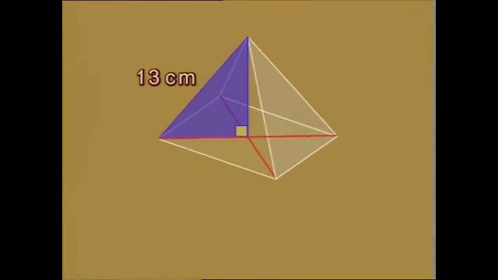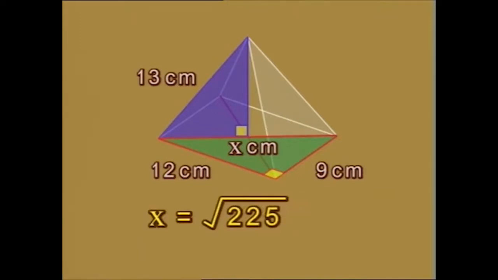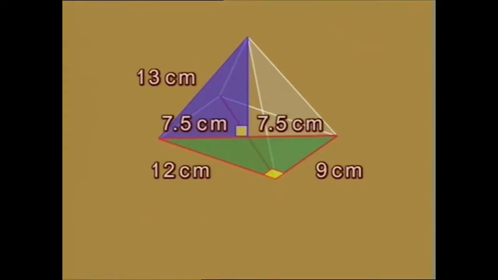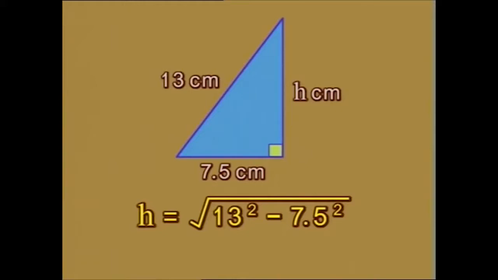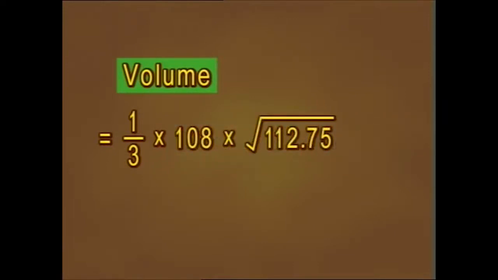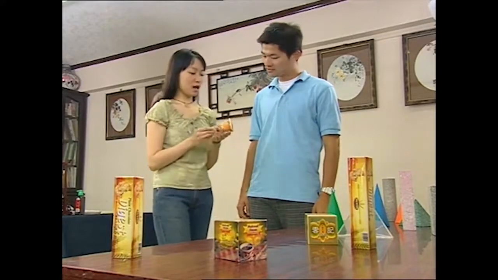The length of the base equals half the length of the diagonal of this rectangle. The diagonal is the hypotenuse of this right-angled triangle. By using Pythagoras' theorem, we find that the length of this diagonal is 15 centimeters. Therefore, the length of this base is 7.5 centimeters. Let's return to this right-angled triangle. By using Pythagoras' theorem again, we find that the height equals the square root of 112.75 centimeters. If we put these values into the volume formula, we find that the volume of the pyramid is approximately 382.26 cubic centimeters.